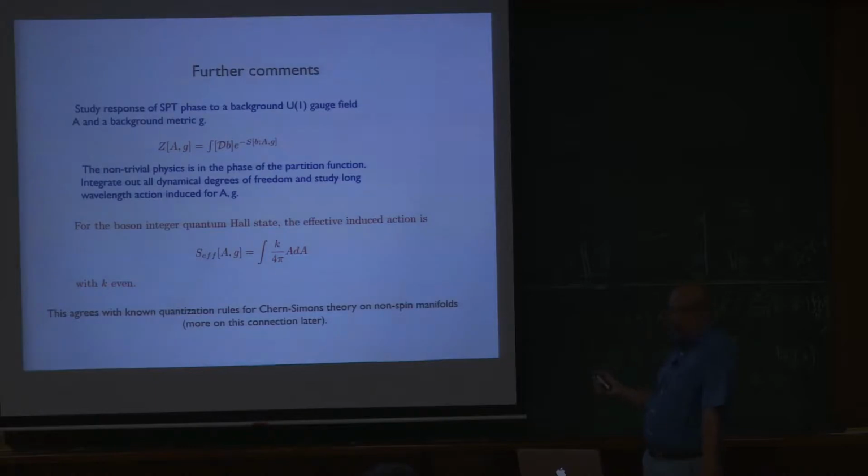No. So to complete the story, the most general such field theory on a non-spin manifold is K over 4 pi integral A dA plus the gravitational Chern-Simons term, let me just write it as CS of G. But this coefficient has to be 16, or 16 times some other integer K prime, right? Which is exactly what I said earlier, that the kappa xy is allowed to be a multiple of 8.